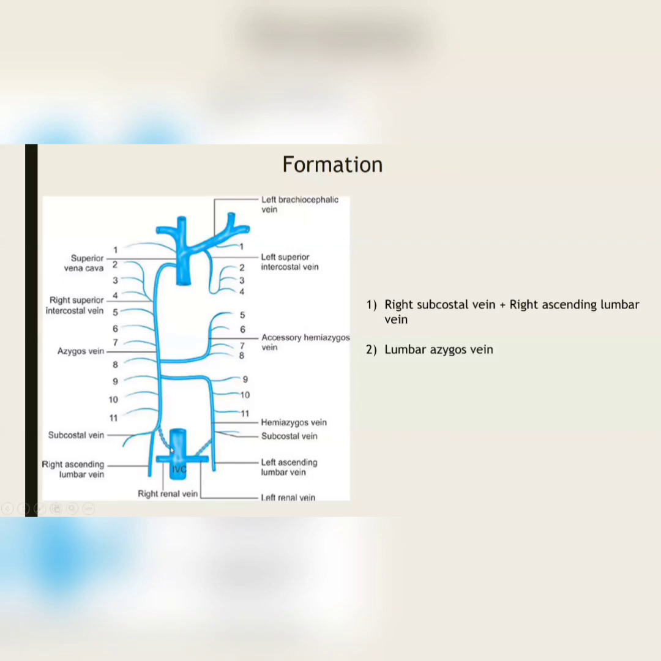So in some individuals, the azygos vein arises from the lumbar azygos vein, whereas in most individuals, it is formed by the union of right subcostal vein and right ascending lumbar vein. All of you need to know this first point, especially about formation of the azygos vein.